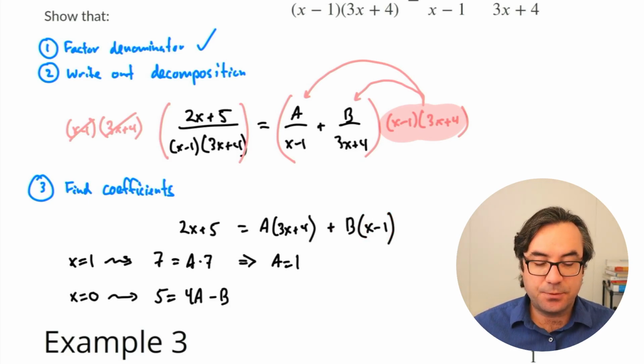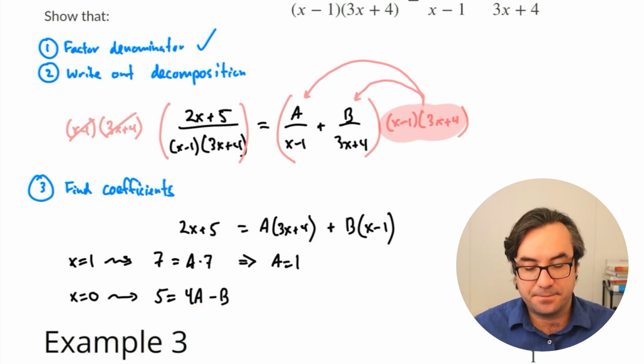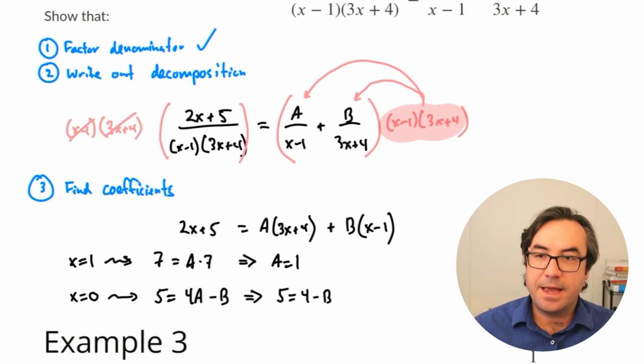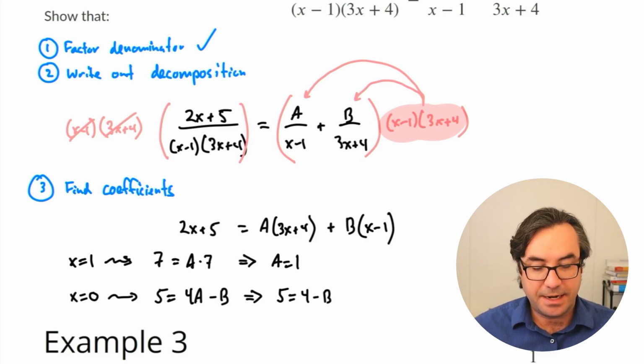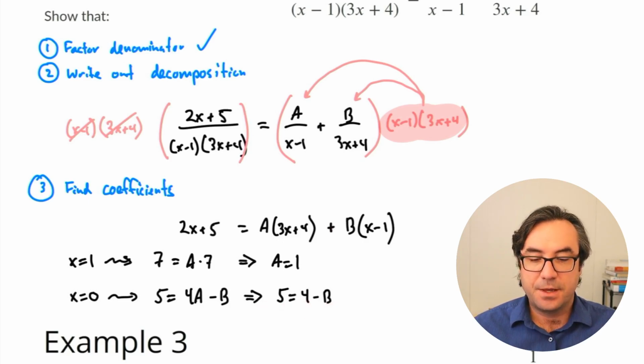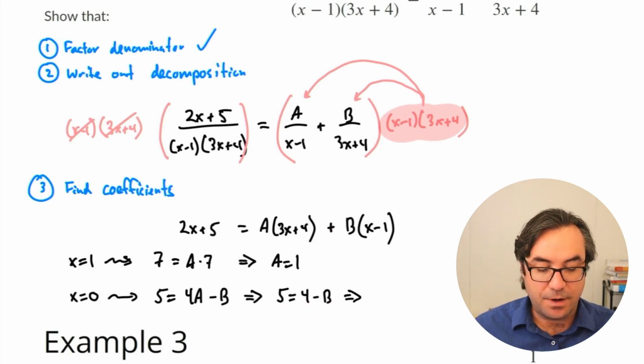And since we already know what a is, I can fill that in here. And if I solve for b, I get that b is equal to -1. So I can subtract 4 from both sides, or really I could add b to the other side and then subtract 5. So I get b is equal to -1.